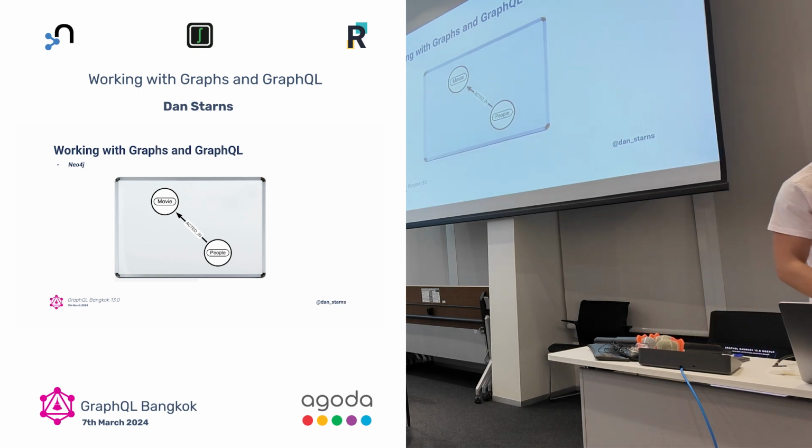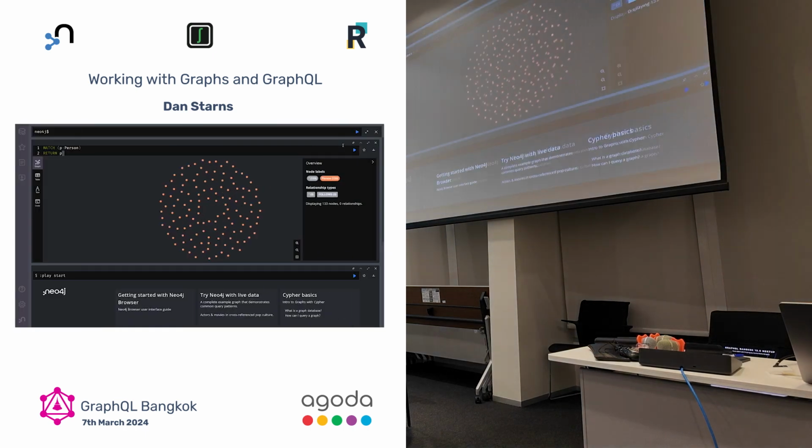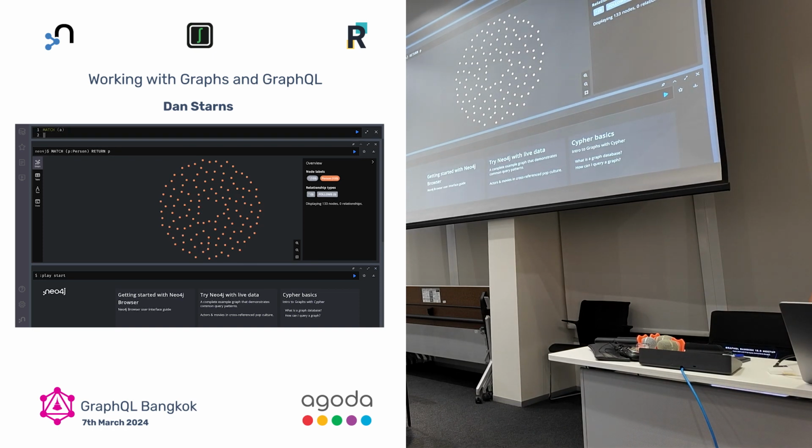And I'll show you what it looks like if we just match everything inside Neo4j. So instead of just matching the people, I can actually match all of the nodes with any label.